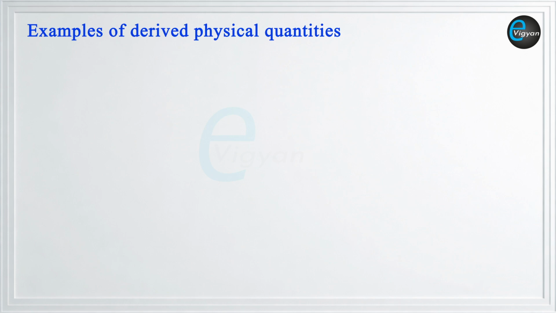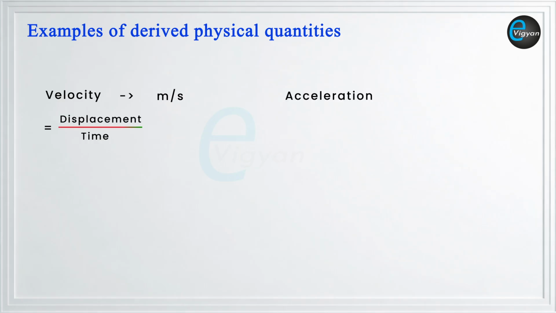Let's see some examples of derived physical quantities. First example is velocity. It is a derived physical quantity whose SI unit is meter per second. Since velocity equals displacement divided by time, and in SI units displacement is measured in meters and time is measured in second, so the SI unit of velocity is meter per second, right? The second example we can take is acceleration. As we know, acceleration equals velocity divided by time. So the SI unit of acceleration is meters per second squared.